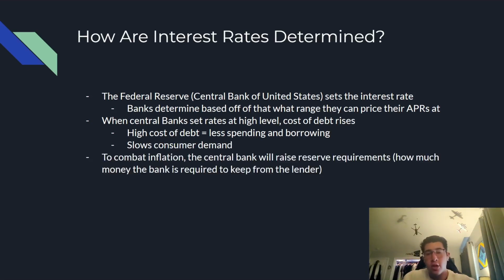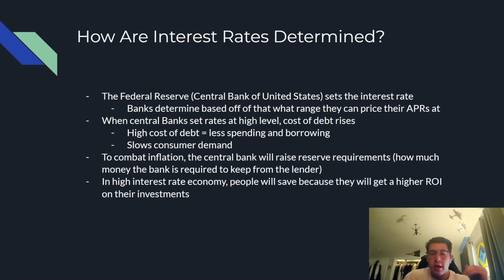And to combat inflation, the central bank will raise reserve requirements, which is essentially how much money the bank is required to keep from the lender. So for example, say you put in $100,000, they're required to keep, I don't remember off the top of my head, I think the normal is like 20%. So off your $100,000, they will lend out $80,000 and they would keep the $20,000. Now we'll do a different video on banks and how all of that works and how they multiply cash. But for now, that's all you need to know.